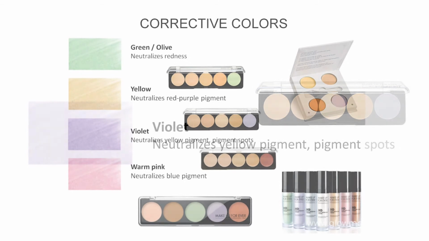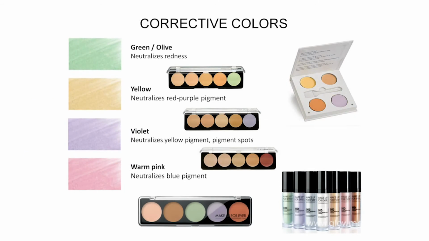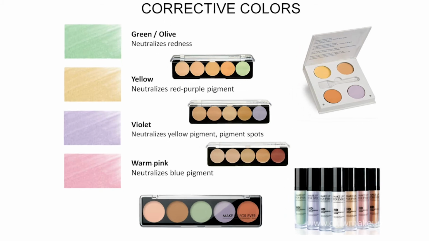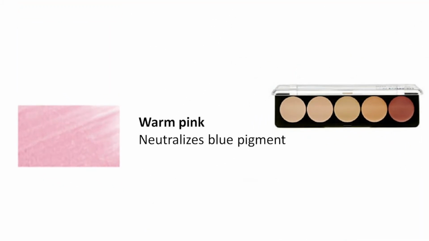And one other common shade of discoloration is blue. It can sometimes appear around the eyes if veins are seen through thin skin. You can neutralize the shade with a warm pink shade of concealer.